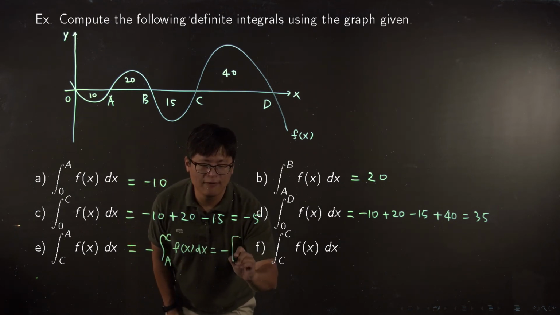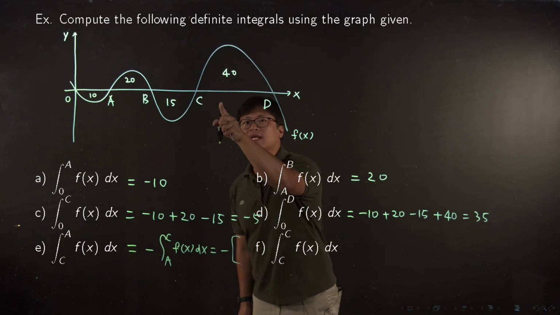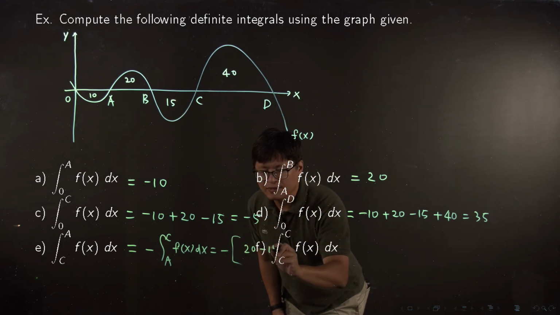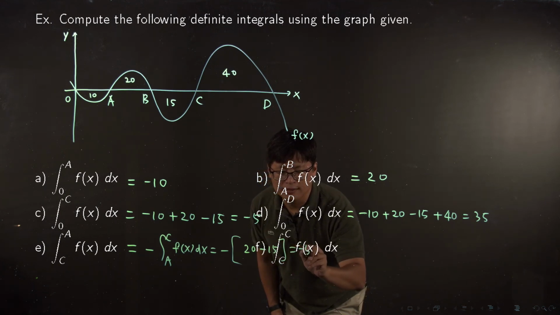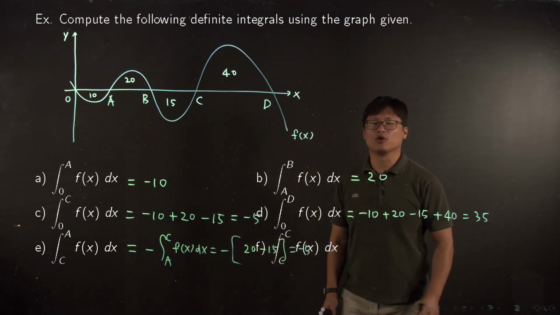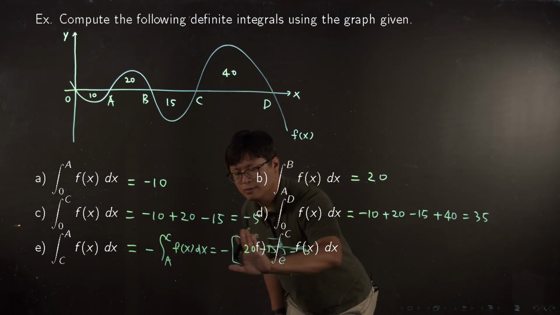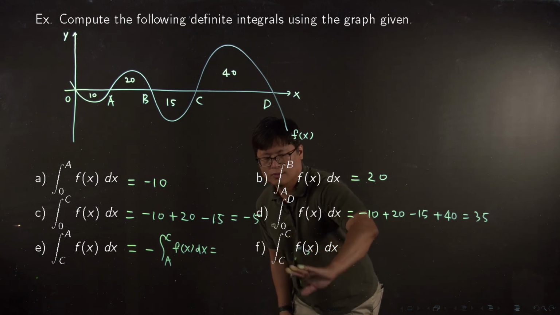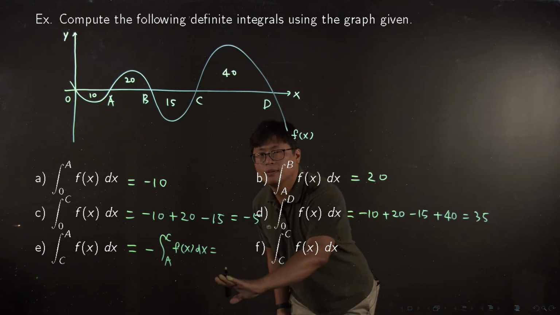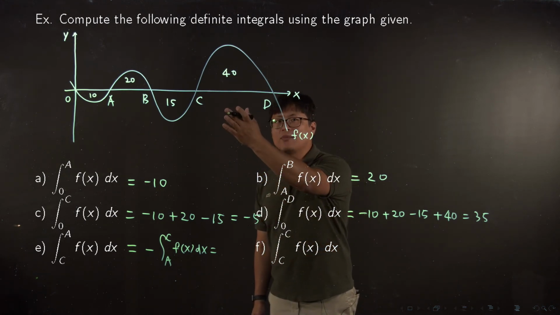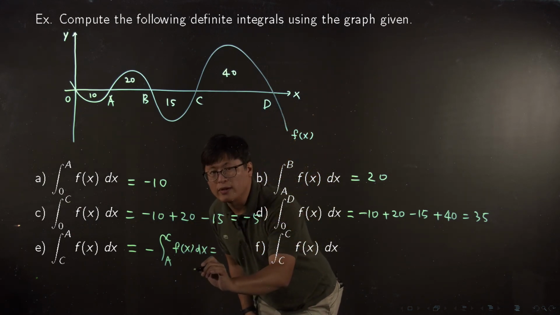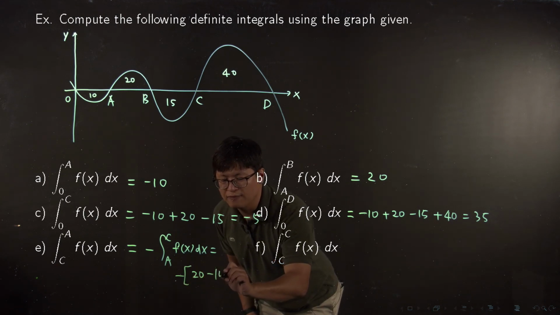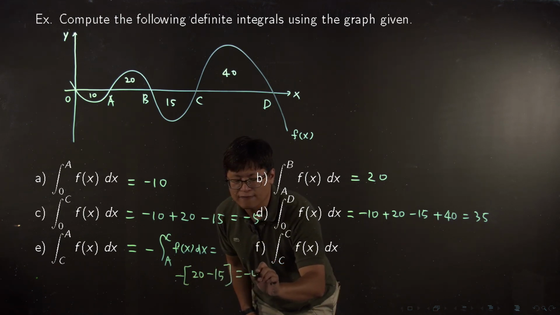So which is negative. What is the integral a to c? A to c is 20 positive and 15 negative, right? 20 minus 15, that is negative 5. Oh, it's overlapping, right? Give me 1 second. So 20 positive and 15 negative, right? So let me write here: 20 positive and 15 negative. So the answer is negative 5.